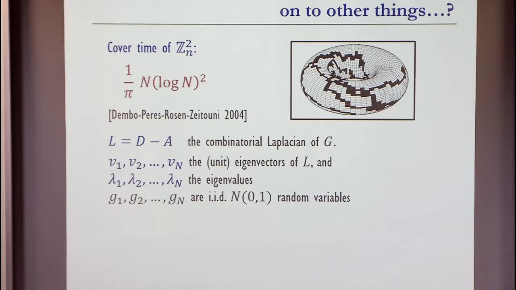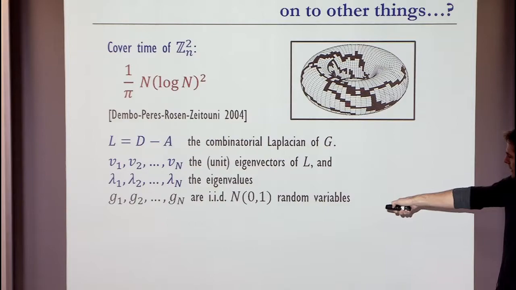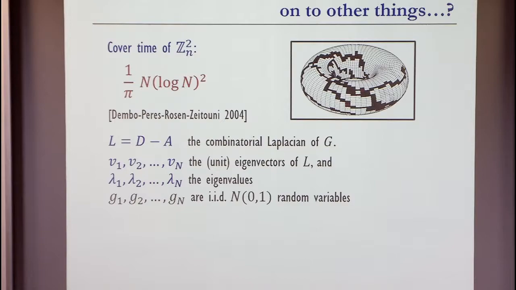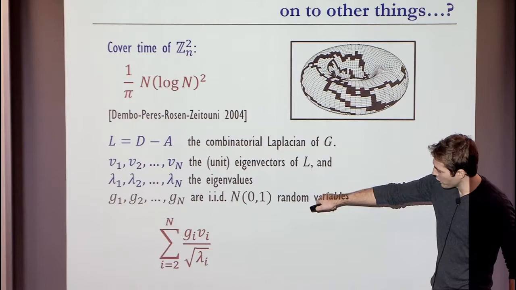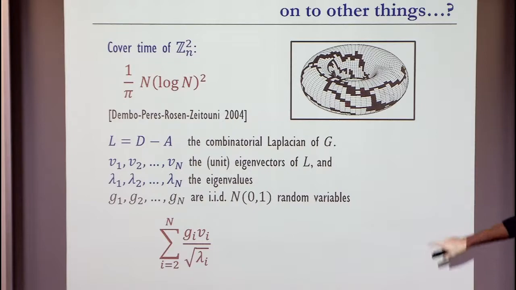In addition to these spectral objects, we have a sequence of n iid normal 0,1 random variables. Let's just write down a random sum. We're just going to push around symbols. I was working with David Steurer last night, and he says, we're just pushing around symbols. So that's what we're going to do now. This is a random sum where the vi's are eigenvectors, the gi's are random normal 0,1 random variables, and the lambda i's are the eigenvalues, and we don't divide by 0 because we only sum from 2. That's a random sum.